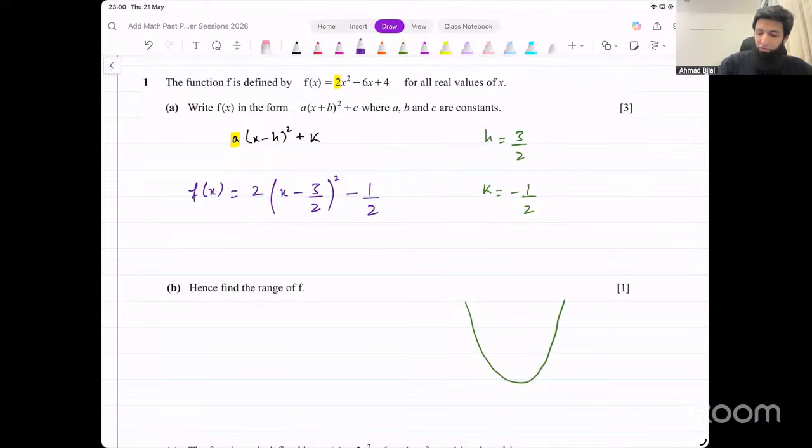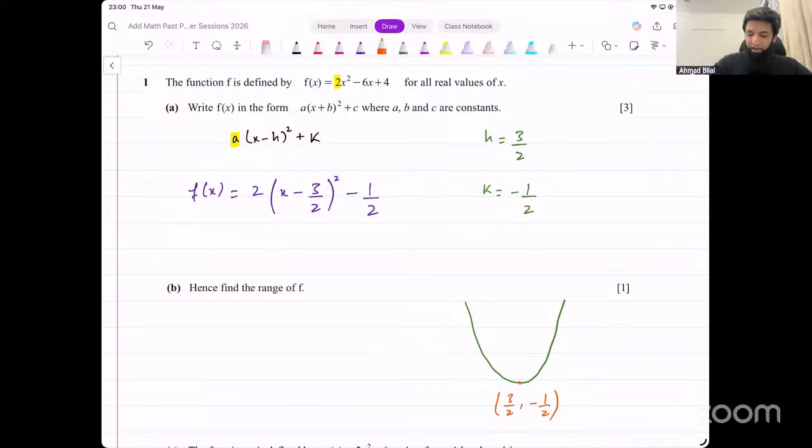Now, all you have to do is think about what's the lowest point of this graph and what's the highest point of this graph. What's the turning point? We found the turning point in the previous part. That was 3 over 2 and negative 1 over 2. That's the turning point. The turning point is 3 over 2 and negative 1 over 2.